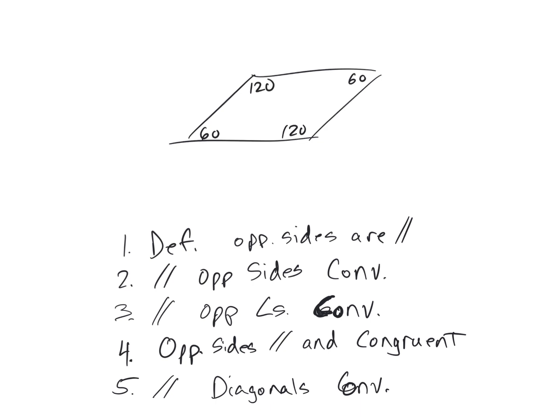Number 3, parallelogram, opposite angles, converse. If your opposite angles are congruent, then you have a parallelogram. Okay, let's go on from there. Let me just draw a picture.